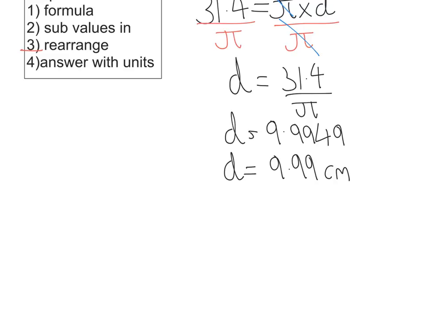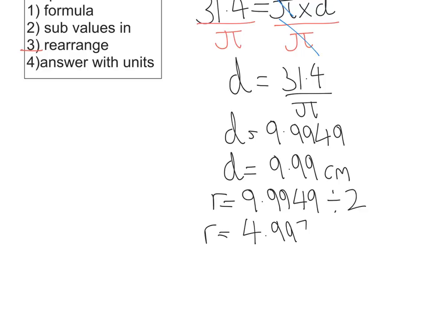The question also asked me to work out the radius of this circle. Well, radius is just the diameter divided by 2. So I'm going to go back to the unrounded number 9.9949, the one you had in your calculator, and I'm going to divide that by 2. And if I do that, I get 4.99746, etc.